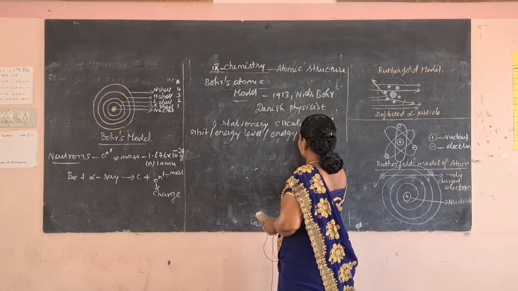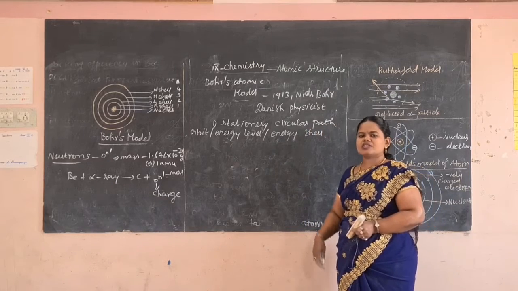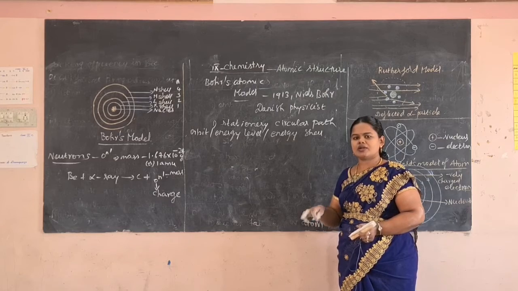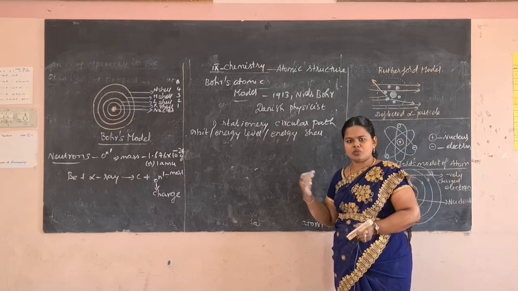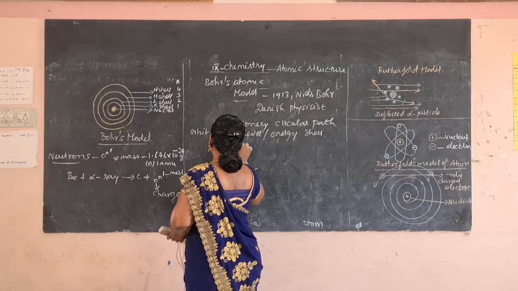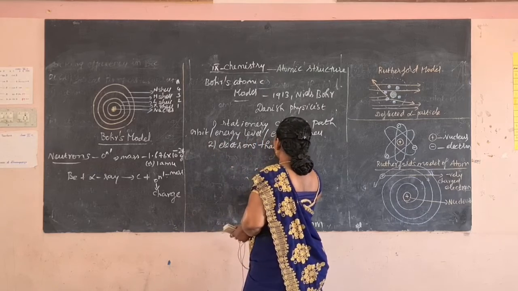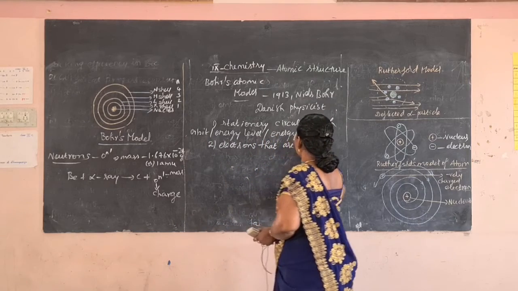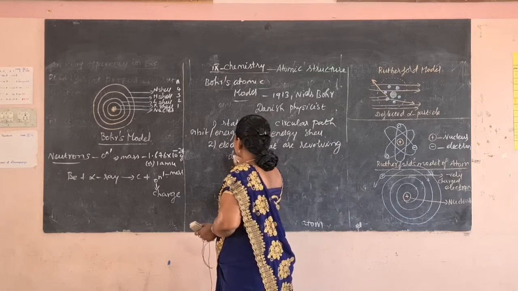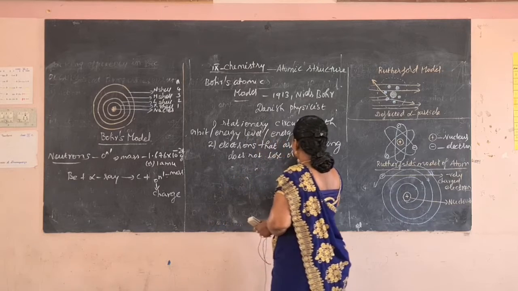Then the electrons that are revolving do not lose or gain energy, he said. Electrons that are revolving does not lose or gain energy.